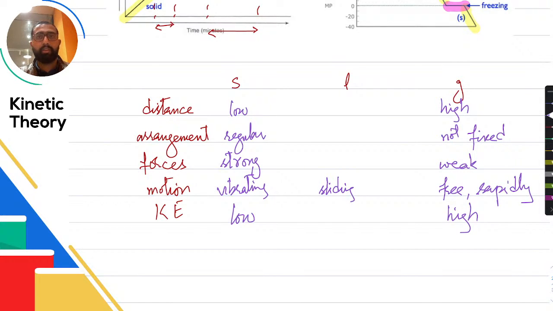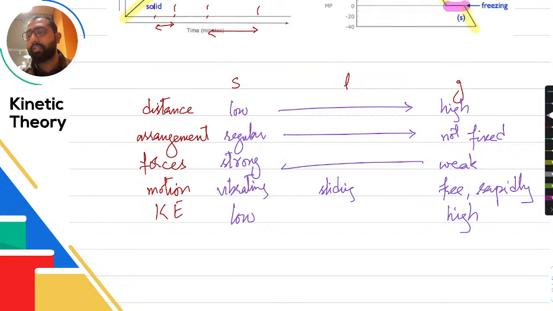So if you understand just gas, you understand the rest, because that's just a spectrum going away from the gas behavior. Okay, and there are no black and white things here. There is a spectrum. So arrangement slowly changes to not fixed. Forces are weak in gas and they become stronger, and then kinetic energy goes from high to low.